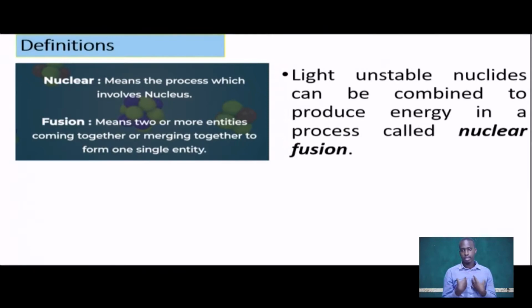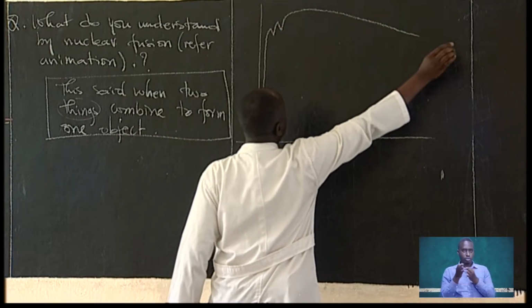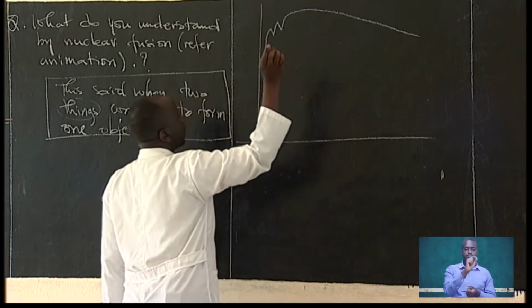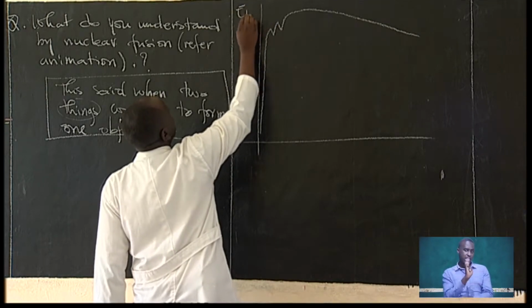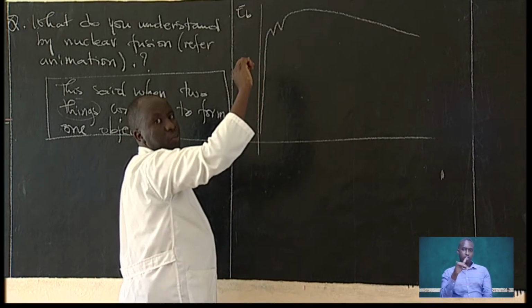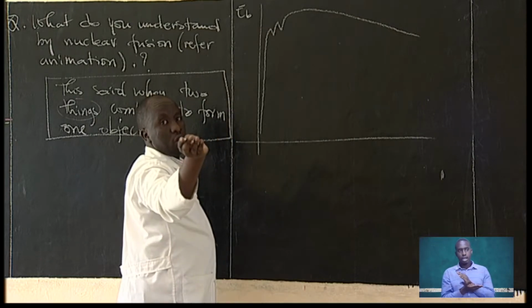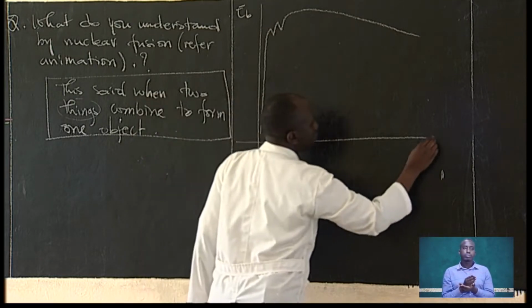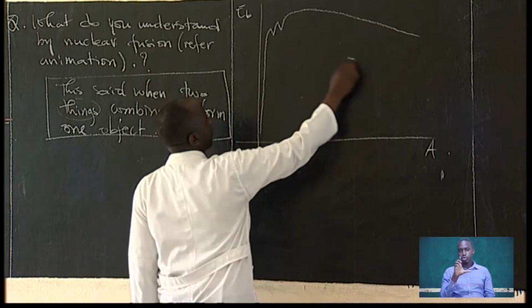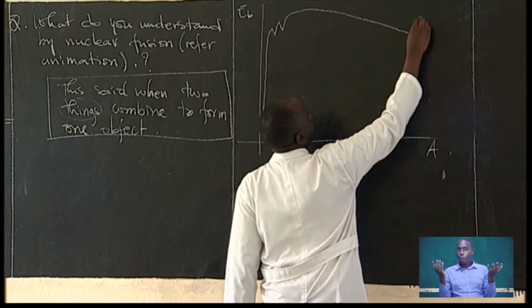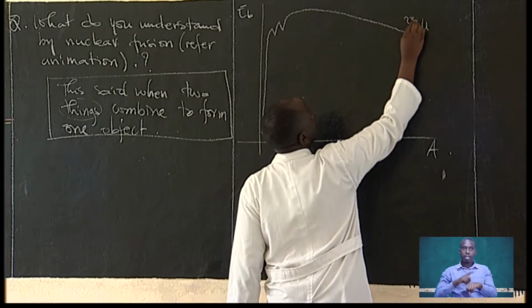There is a graph that I want you to be able to describe here. We have that graph. I'm not taking much time here. We have energy, and this energy is what we call the binding energy per nucleon. And here we have the number of nucleons. And then you have here, this is where the last time you had uranium-235.